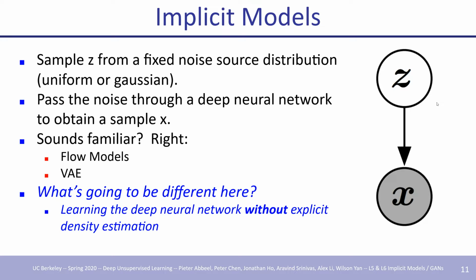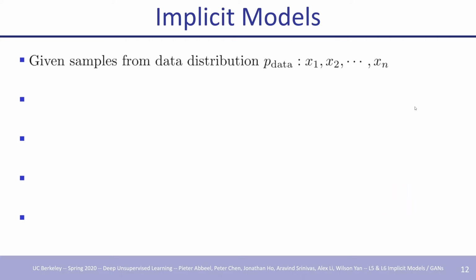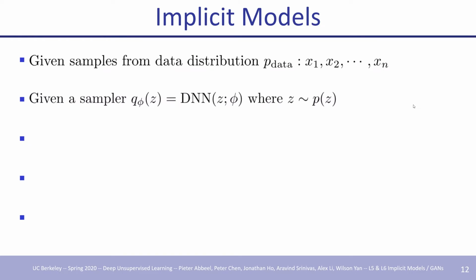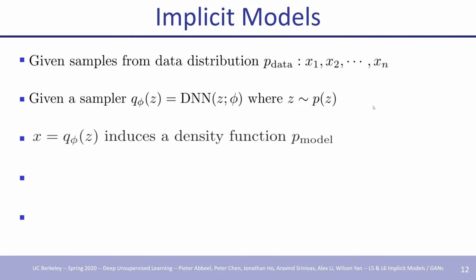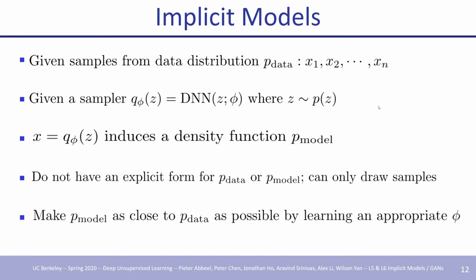And that's where the name implicit models comes in. So we get samples from this, and we have a sampler. This is the basic idea of how implicit models work.